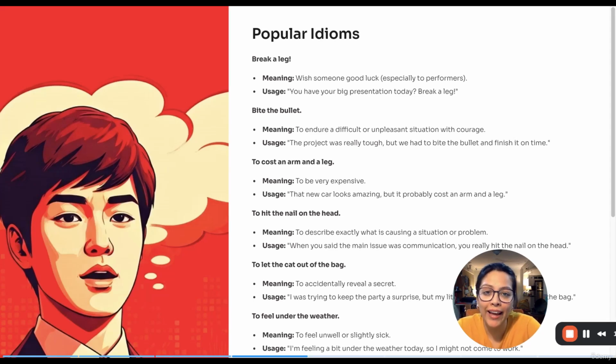To cost an arm and a leg, very relatable these days because of the inflation. That means to be very expensive. That new car looks amazing, but it probably costs an arm and a leg.